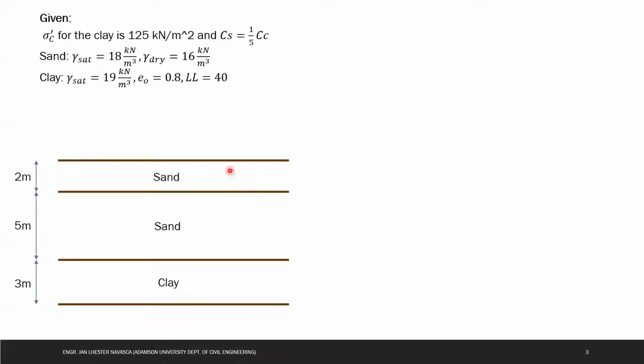According to the problem, we have a 7-meter thick sand layer at the top of a 3-meter thick clay layer. So this is our soil profile. And further, we have the groundwater table 2 meters below the ground surface. So this is the location of our groundwater table.